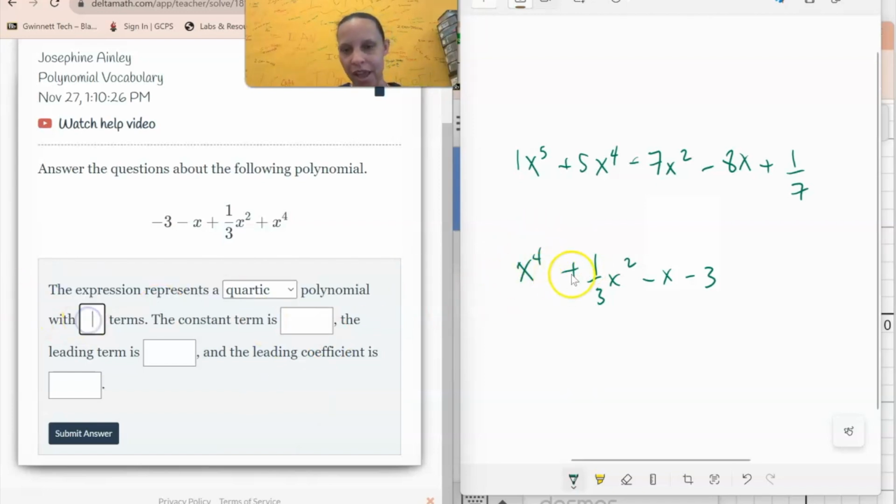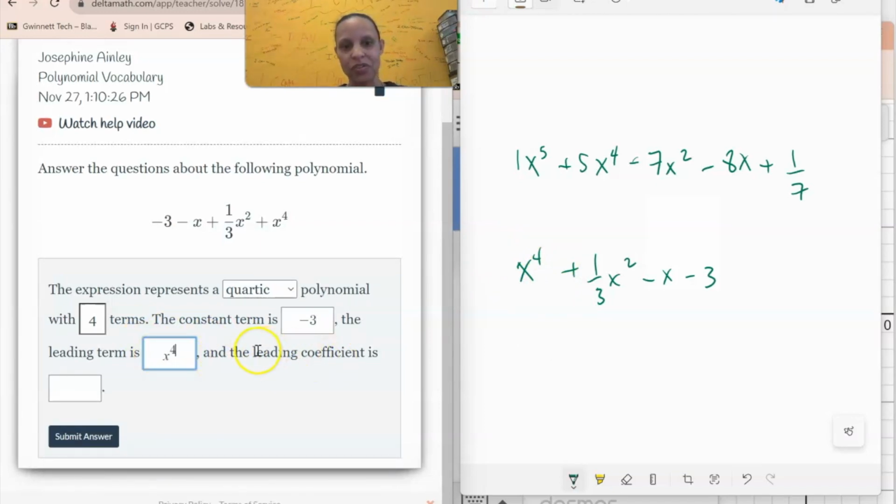How many terms does it have? So there's 1, 2, 3, 4. So how many between the plus and minuses? The constant term, the number without an x, is what? -3. So make sure you put -3. All right, the lead-in term, that's the very first term, is x to the 4th power. All right, and the lead-in coefficient, so you look at the lead-in term. What's the number in front of the lead-in term? Invisible 1. So in this case, it's also 1, but if there's something else, definitely put something else.